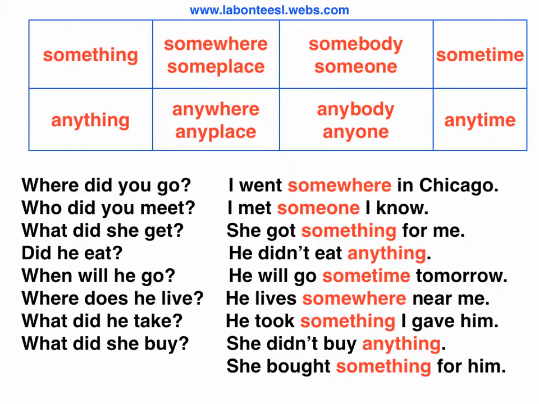What did he take? He took something I gave him. What did she buy? She didn't buy anything. She bought something for him.